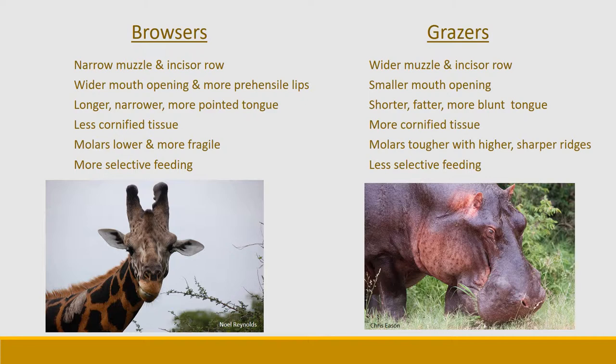And in the end, the browser eats more selectively, and that often gets a higher quality food than the grazer. Yeah, that's a good comparison of the giraffe versus the hippopotamus. That's pretty nice. And you could think about domestic animals the same. A goat has a small, narrow face. A cow has a very flat face.